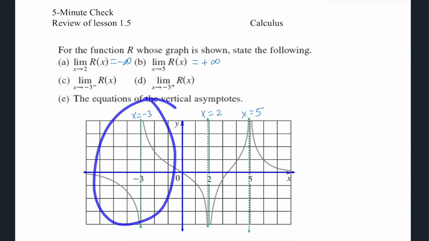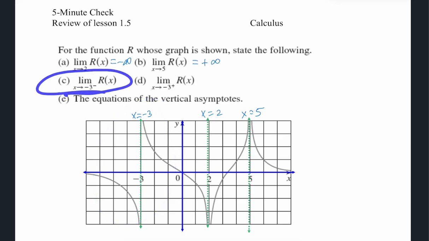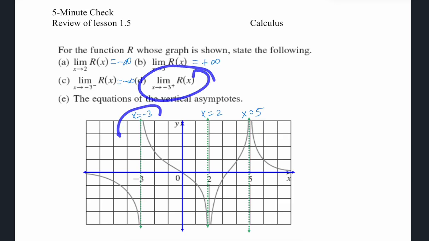This one. This first notation here says that we are just looking at the left side, and it's going to -infinity. Yes, because it's going down. And then this one is going upward from the right, so that one is going up to +infinity.